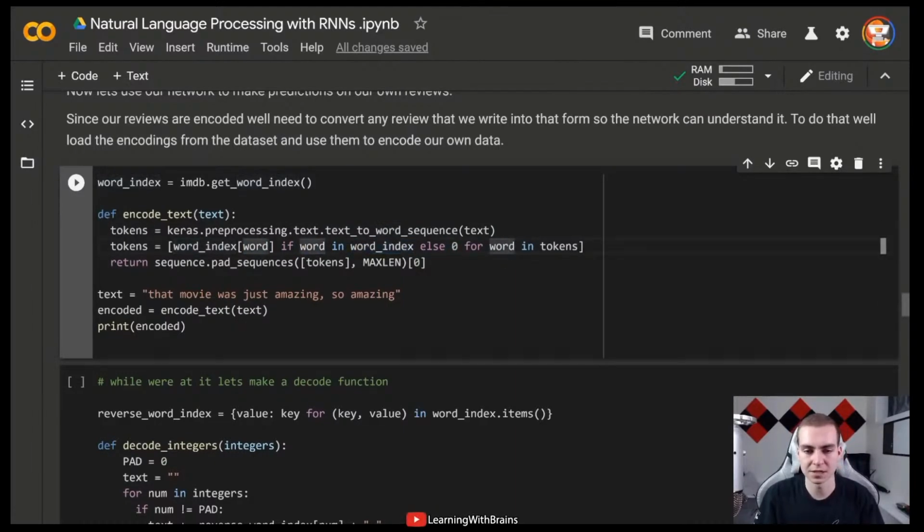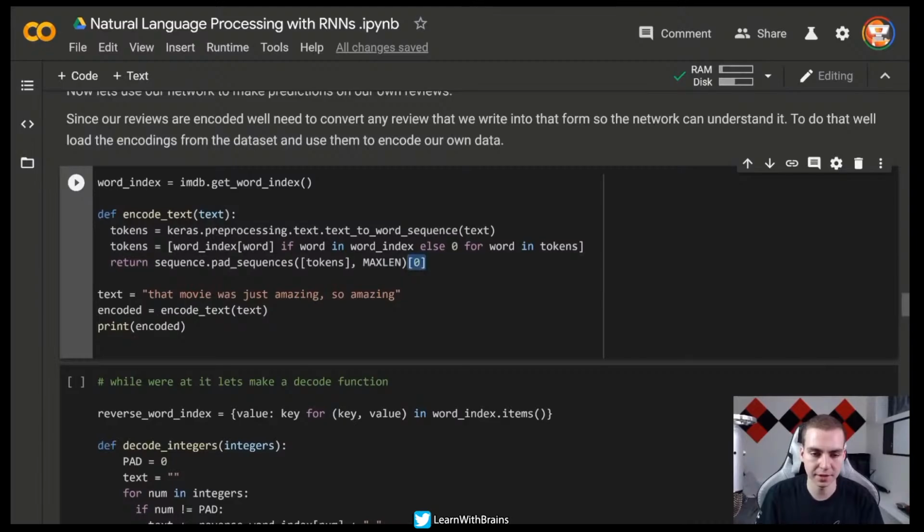Now what this means is essentially if the word that's in these tokens is in our mapping, so in that vocabulary of 88,000 words, then we'll replace its location in the list with that specific integer that represents it. Otherwise, we'll put 0 to stand for, we don't know what this character is. And then we'll return sequence.pad_sequences, and we'll pad this token sequence and just return the first index here.